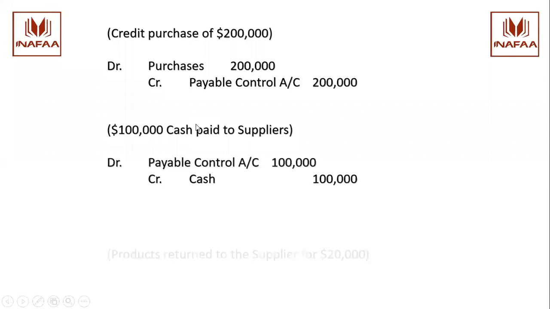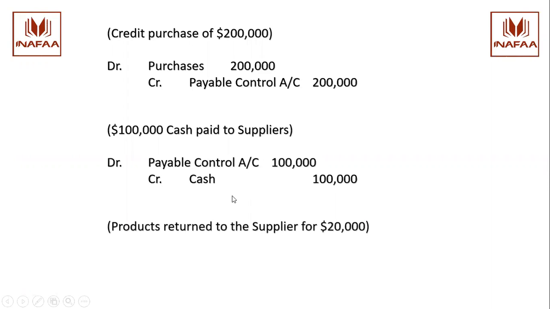So next, how can they be decreased? The products returned to the supplier of 20,000. Whenever we return the product to a supplier, this is called return outwards or purchase return, because we might have purchased something which has now become faulty or something extra, and we have a contract that we might return the extra product to the supplier.